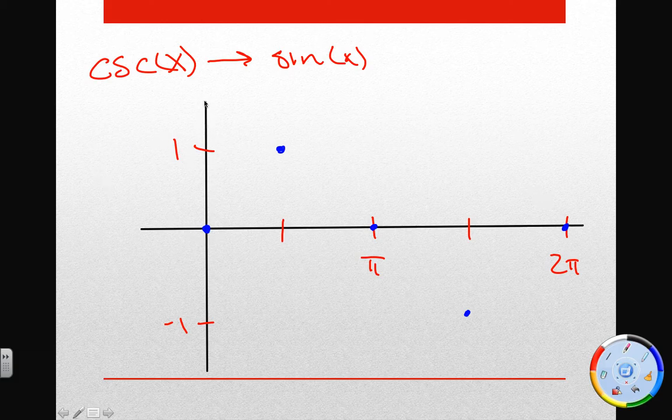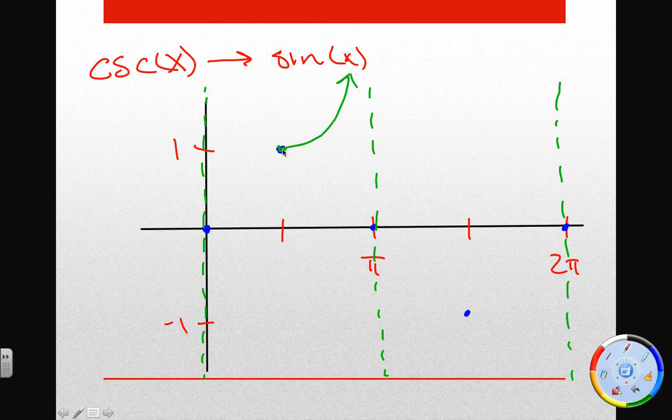So it crossed the middle line there. We have an asymptote. It crosses the middle there, so we have an asymptote. And it crosses the middle there, and it has an asymptote. Maximum becomes a minimum, minimum becomes a maximum. And there you go. That's one full period of cosecant.